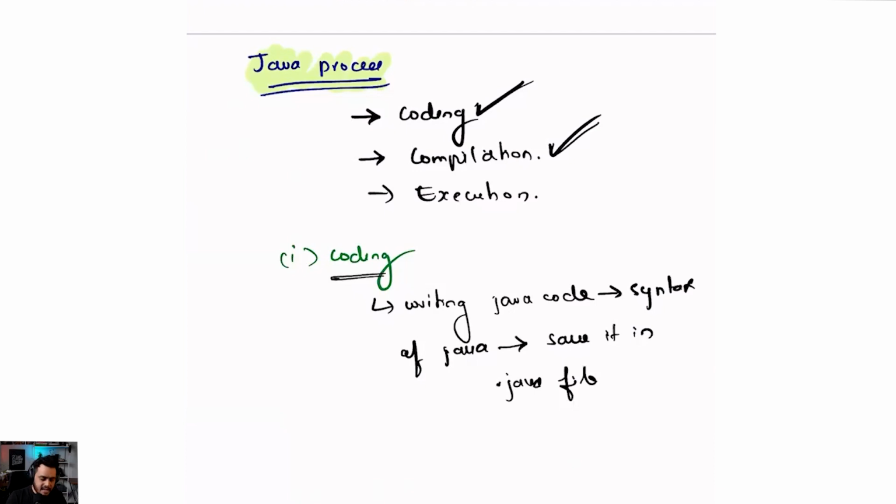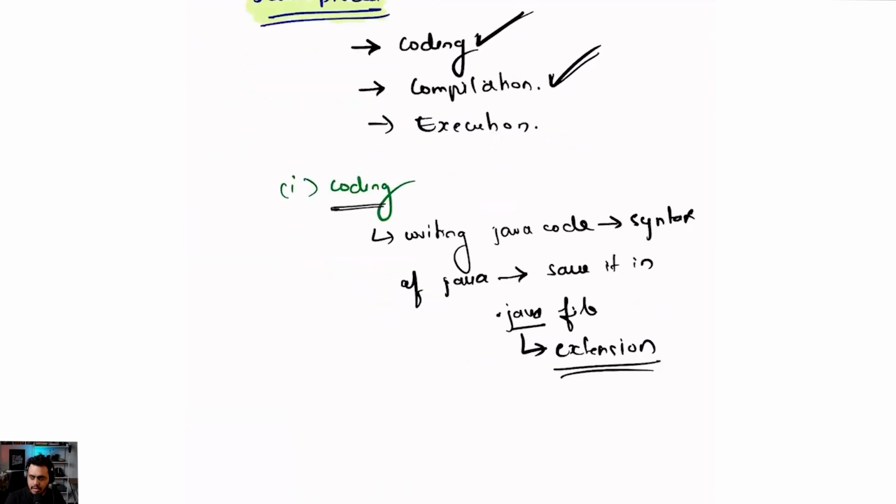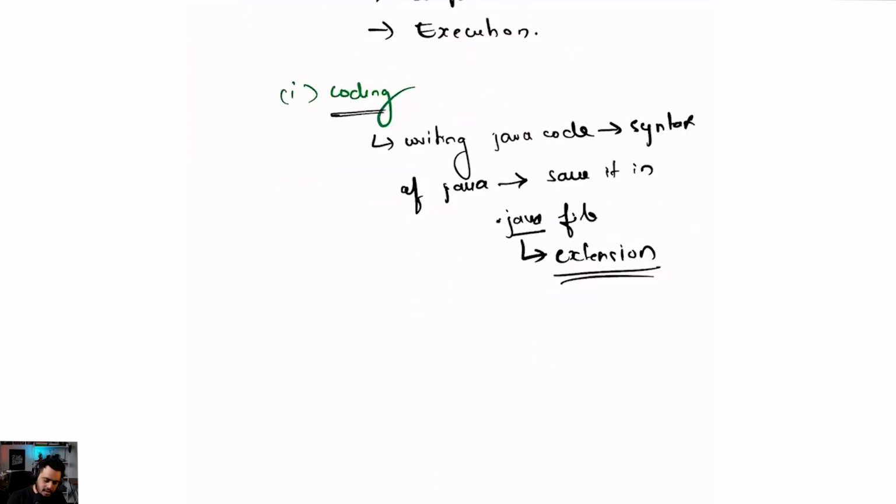We'll come to that later, what name we'll be using. So we will use a .java file. Here .java is called an extension, the extension of the file. It is not .exe. What is the extension for an image? .jpg, .png. For video we have .mp4. Similarly, whatever Java code you write, you will store using .java.